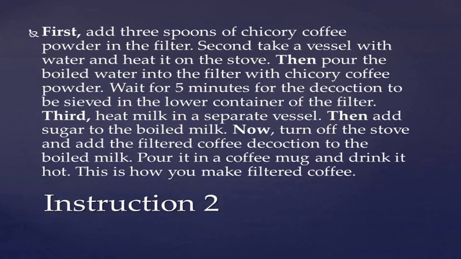Third, heat milk in a separate vessel. Then add sugar to the boiled milk. Now, turn off the stove and add the filtered coffee decoction to the boiled milk. Pour it in a coffee mug and drink it hot. This is how you make filtered coffee. Did you see? These are the instructions given in order to make filtered coffee with decoction, milk, and sugar.